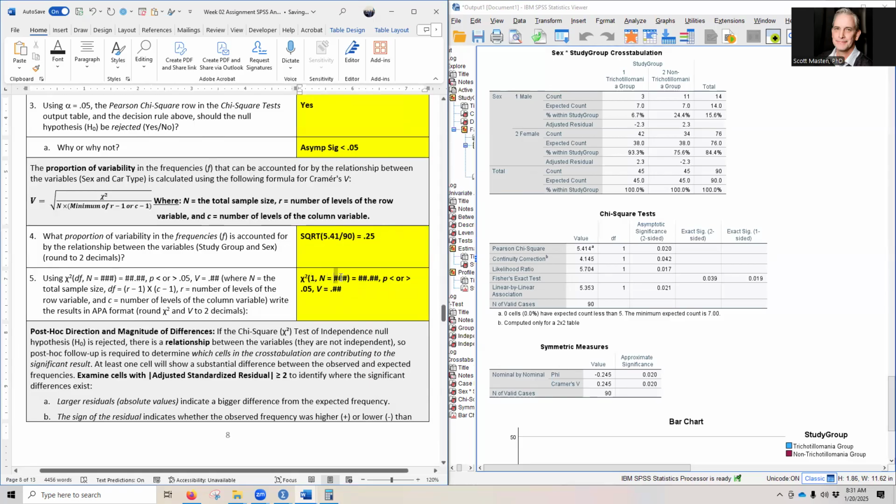Our n is the total sample size. Again, that's right here. There's 45 and 45, so 90 total. Our actual chi-square value goes here. Chi-square value is 5.41, so I'll type 5.41. Our p right there is less than 0.05.